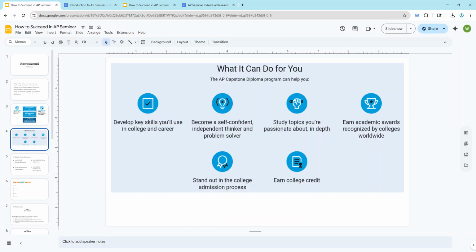The AP Capstone Diploma program can help you develop key skills you'll use in college and career. You will become a self-confident, independent thinker and problem solver. You'll get to study topics you're passionate about in depth. You can earn academic awards recognized by colleges worldwide. You can stand out in the college admission process. And you can earn college credit. But most importantly, you will become a better human being who's able to understand different kinds of lenses and perspectives and stakeholders. I'll discuss these terms more.